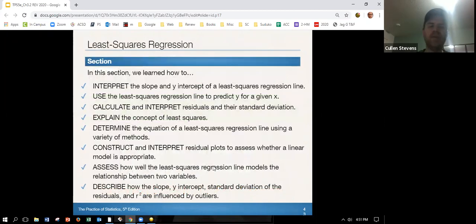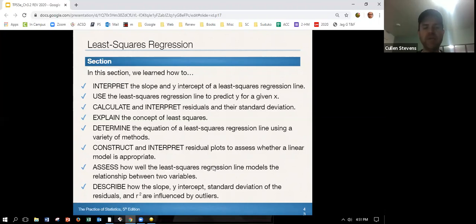In this section, we did a lot of things. We talked about how to interpret the slope and y-intercept of a least squares regression line. We used the least squares regression line to predict y for a given x. We calculated and interpreted the residuals and their standard deviation. We explained the concept of least squares. We determined the equation of the least squares regression line using a variety of methods. We constructed and interpreted residual plots to assess whether a linear model is appropriate. We assessed how well the least squares regression line models the relationship between two variables, and described how slope, y-intercept, standard deviation of residuals, which we call S, and R squared are influenced by outliers.